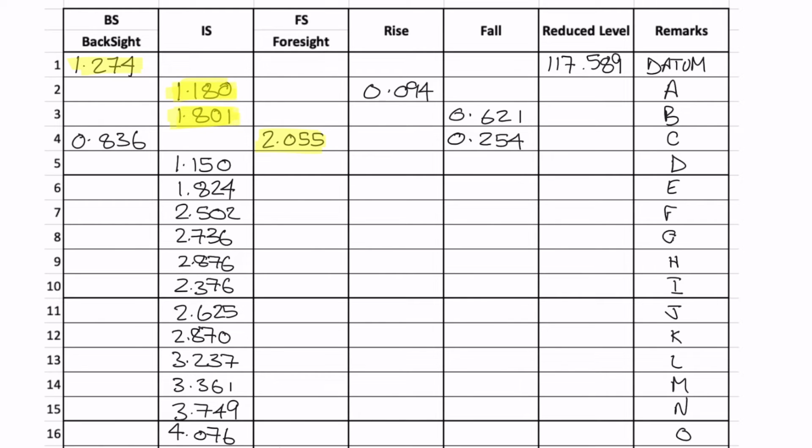Now a change station has occurred, so we reset the reading we use at point C and use this one under the backsight with the next reading taken, which is the intermediate, at point D. Work out the difference. The second reading is larger than the preceding one. That represents a fall.